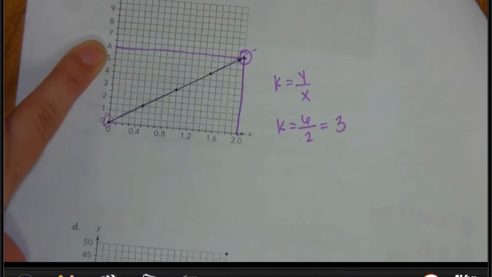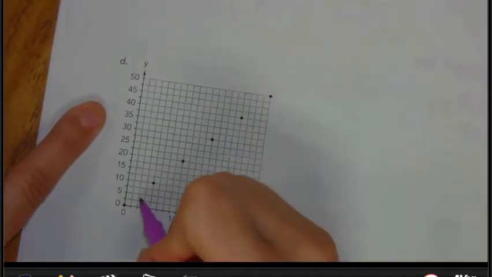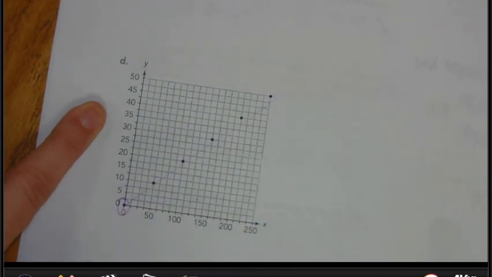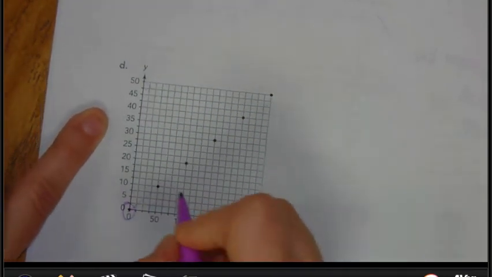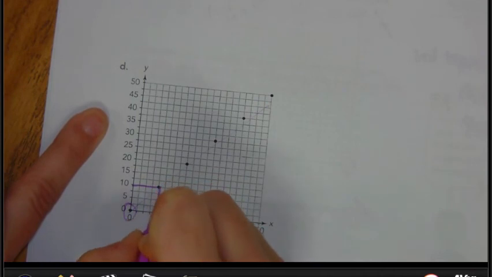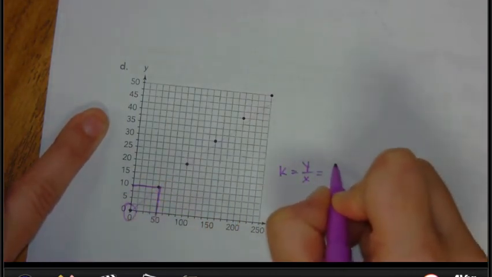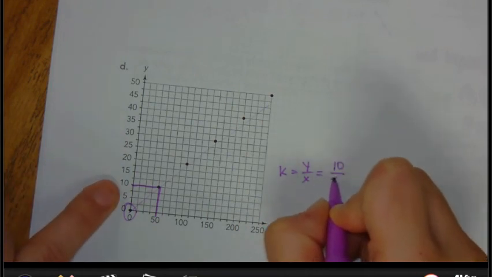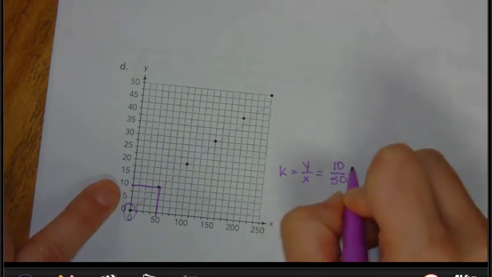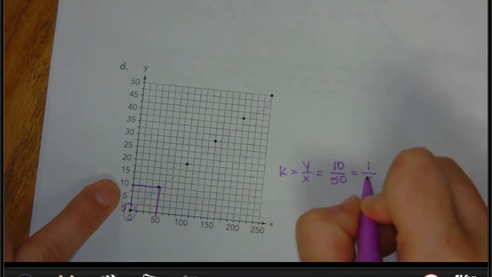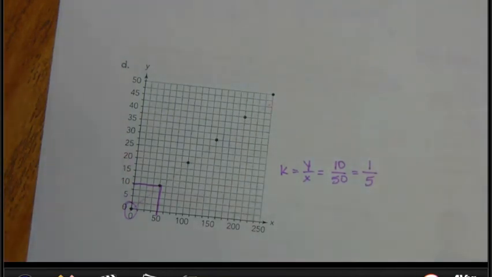All right. Letter D, does it pass my first test of a straight line? Yep. Does it pass my second of going through 0, 0? Yep. So it's proportional. Now let's find our k value. Remember, k is y over x, and we're going to have 10 over 50, which is going to reduce down to 1 over 5. 1 over 5. If you have any questions on any of that, please let us know.